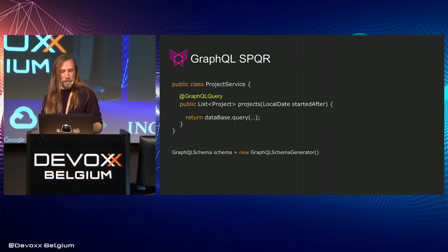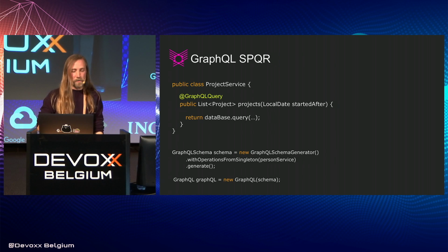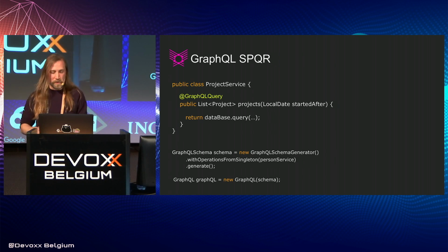From there on, you create a schema generator, you register a service that you would like exposed, and it generates a schema. And then from there on it's the same thing as you saw before. So you have a schema, so you can create a GraphQL object out of it and then start firing queries against it.